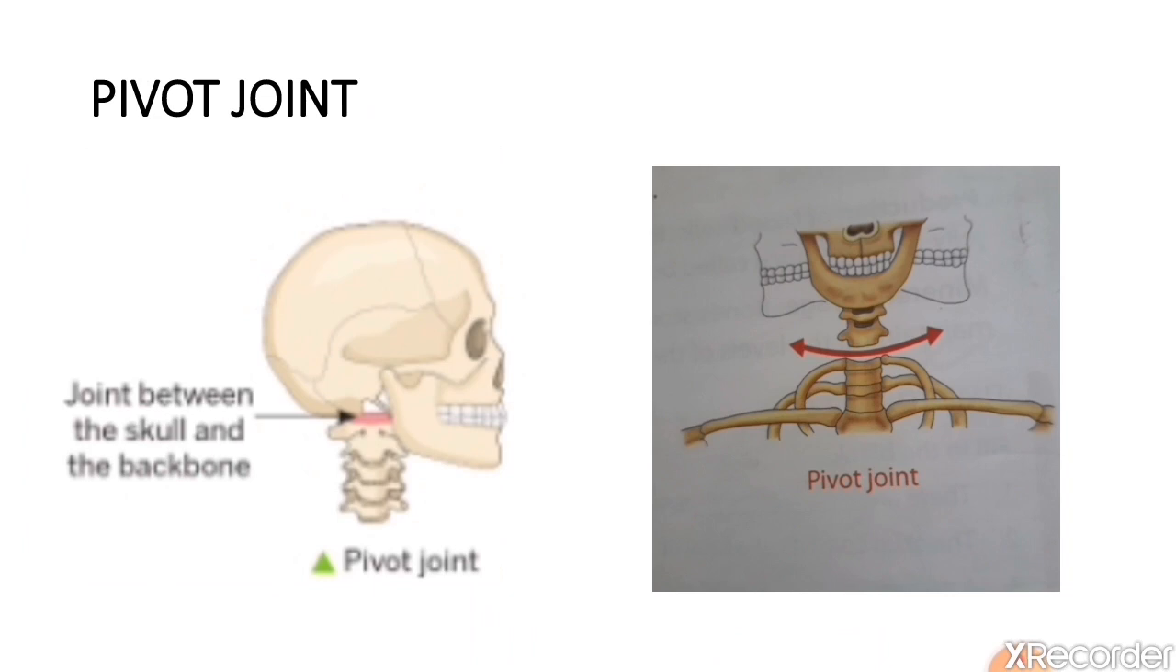The third type of movable joint is the pivot joint. It allows movement of the head upward, downward and sideways. It is found between the skull and the first two vertebrae.